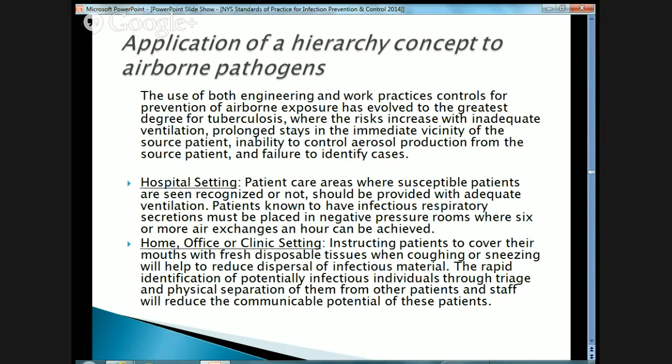Okay, application for the hierarchy concept of airborne pathogens, which we actually did talk some about. Just recognize that those people that need to go into airborne isolation, it's better to go overboard than to go underboard. Because if you go overboard, you protect everybody. If you go underboard, you might be exposing you and your colleagues to something that doesn't need to happen. And the easiest way to do it in a clinic setting or an office is actually just put them in a separate room that's not being used.